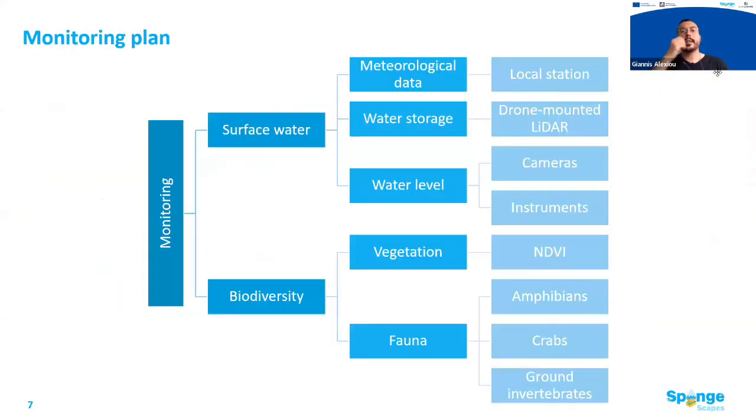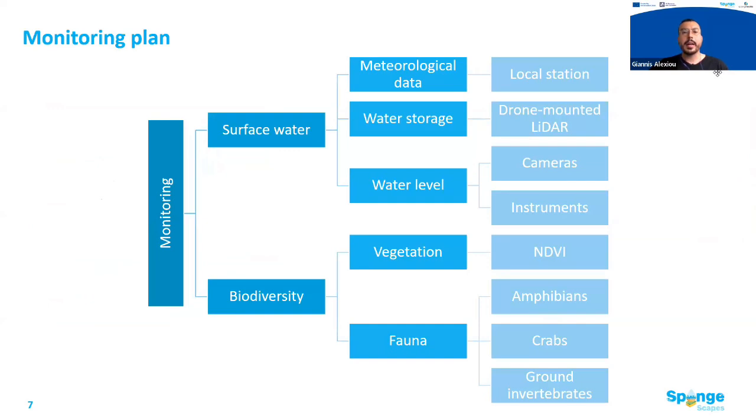And now here is a brief overview of our monitoring plan. This can be divided in two categories: monitoring of surface water and monitoring of biodiversity. About surface water, we are now developing this monitoring plan.